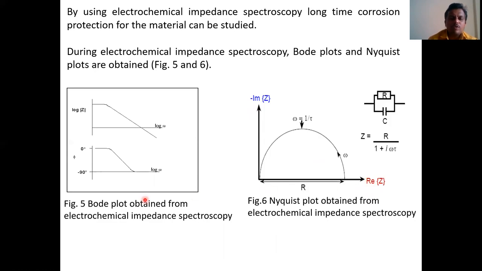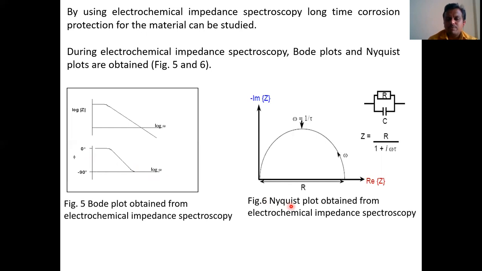So what are you getting from this Bode plot? From the Bode plot, you are getting the impedance values, that is, the impedance of whatever coating you are applying on the base metal. The higher the impedance, the better the coating properties. The lower the impedance values, the poorer the coating properties. Again, you also get the graph of phase angle versus frequency from this Bode plot.